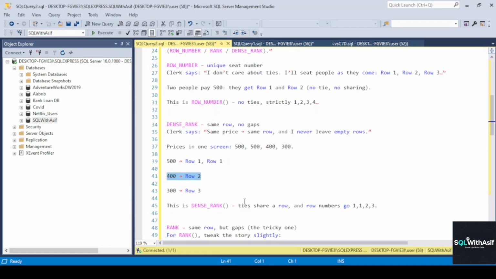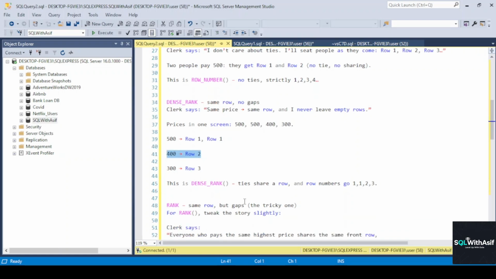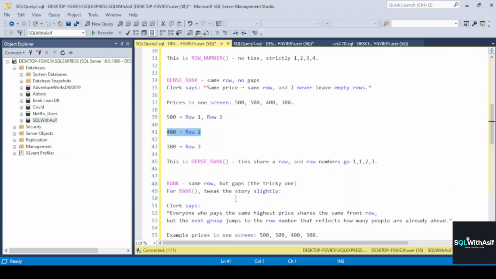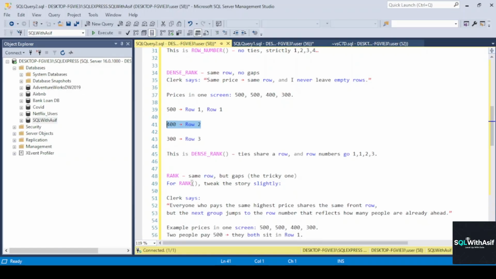Now comes one fine day after office, I want to go to a movie. So I went to the ticket center and I booked a ticket. So that clerk which was sitting there was rank, which is clerk number 3. Now this clerk actually handles the situation differently than the other two. What he says is: same row but gaps. The same row but gaps.